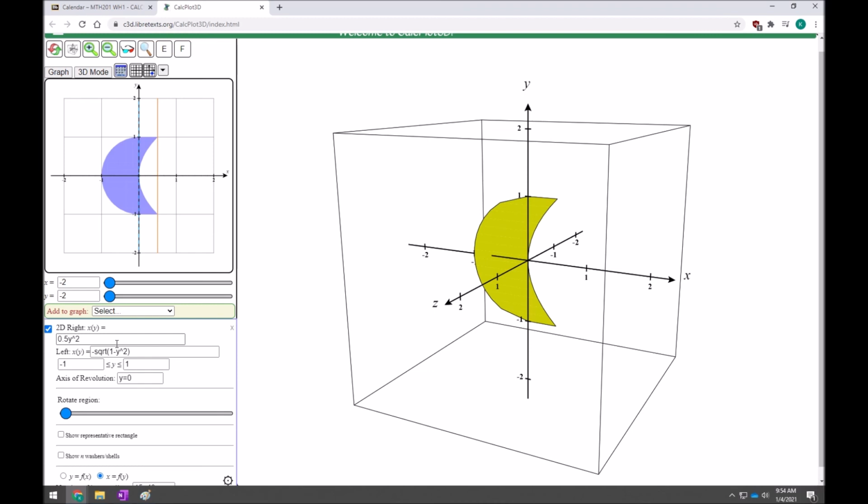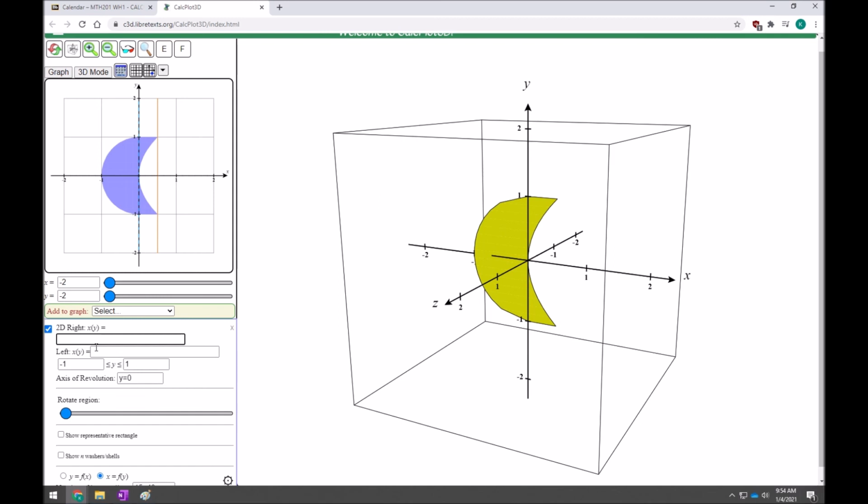So we'll see here that we're going to have what we refer to as a right side and a left side of our given region. Now let me go ahead and show you what this would look like.